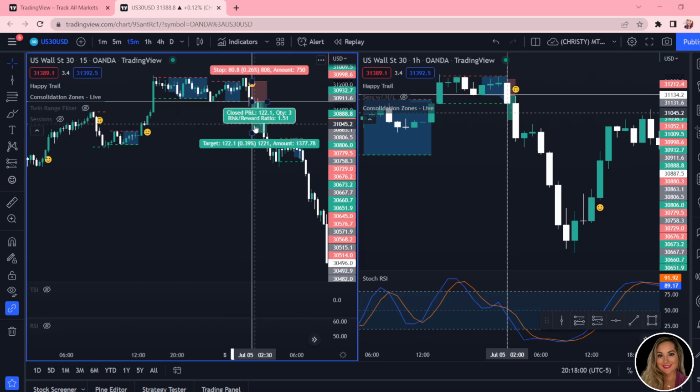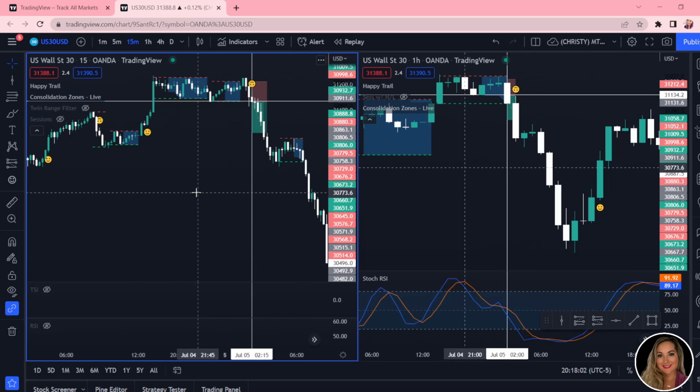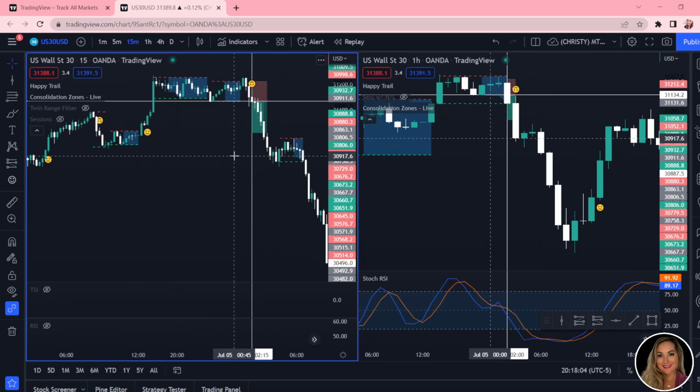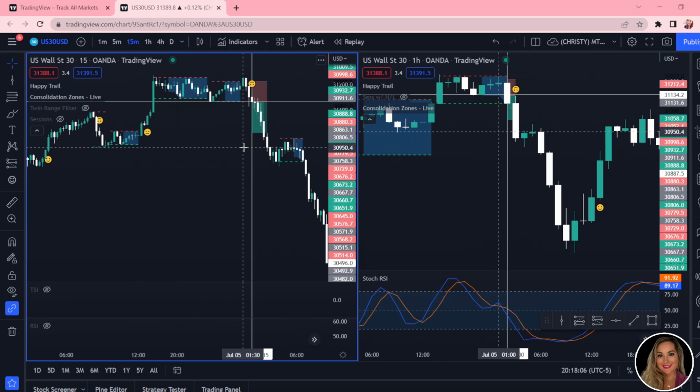Once you hit 1.5, if you are an intermediate to advanced type of trader, you definitely could look at trailing it once it maybe broke this zone.